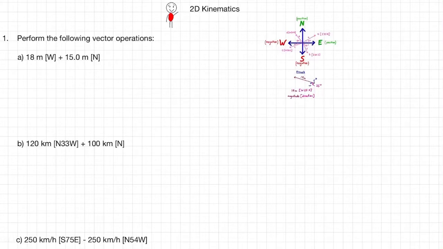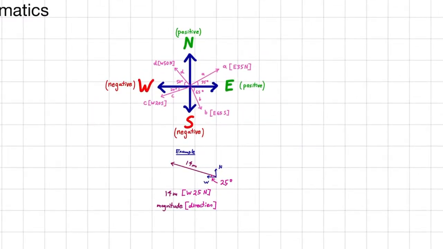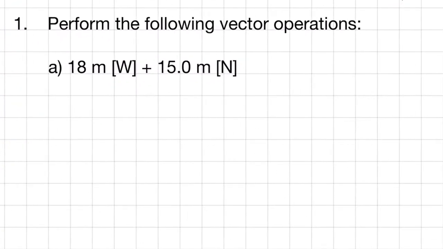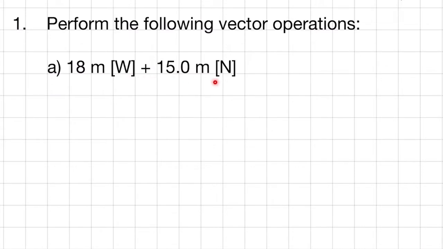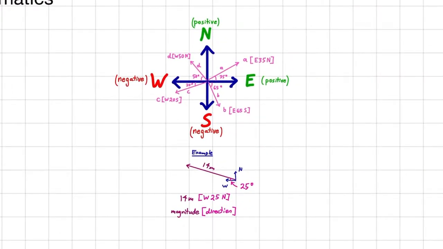Alright, so today we're going to start a new unit. It's called two-dimensional kinematics. So in this video, we're going to look at vectors and vector operations. So we'll be adding up vectors. And I want to start off by looking at the sign conventions.